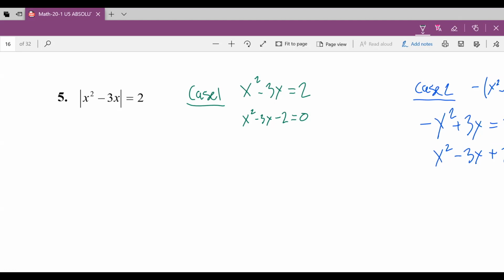Do you remember back when we looked at quadratic equations that equal 0, that there was a method to figure out what the x values were? Well, it's called the quadratic formula. It's x equals negative b plus or minus the square root of b squared minus 4ac, all over 2a, where a equals 1, b equals -3, and c equals -2.